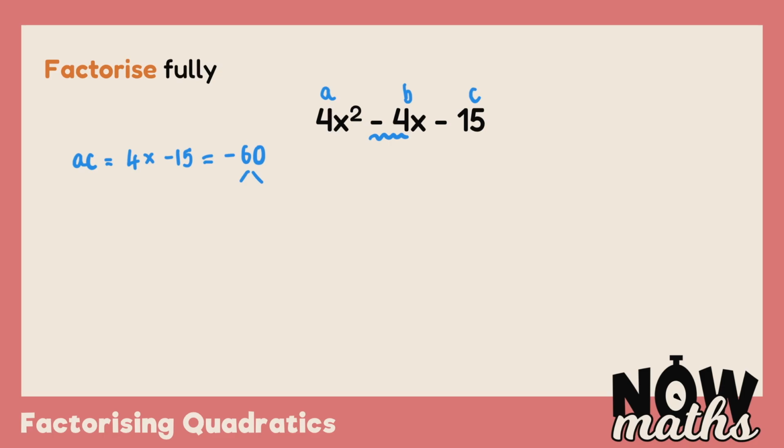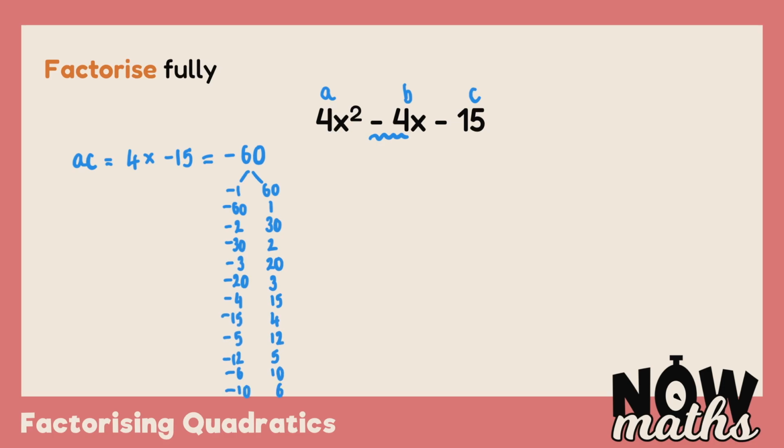In order to multiply to make a negative number, we need one of the numbers to be negative and the other to be positive. So for example, we could have negative 1 and 60, or we could have negative 60 and 1. We could have negative 2 and 30, or negative 30 and 2. We could have negative 3 and 20, or negative 20 and 3. We could have negative 4 and 15, or negative 15 and 4. We could have negative 5 and 12, or negative 12 and 5. And finally, negative 6 and 10, or negative 10 and 6.